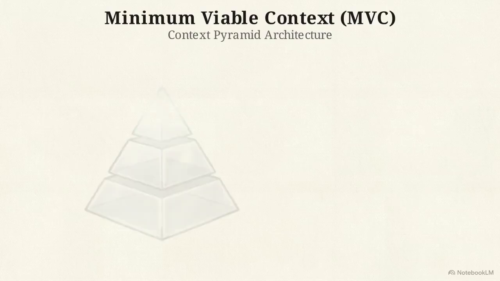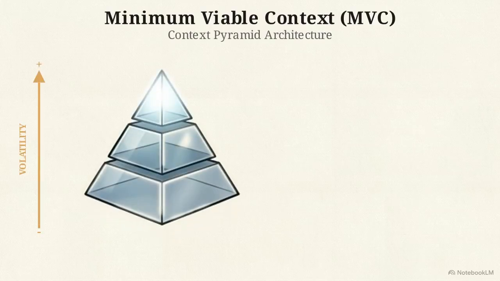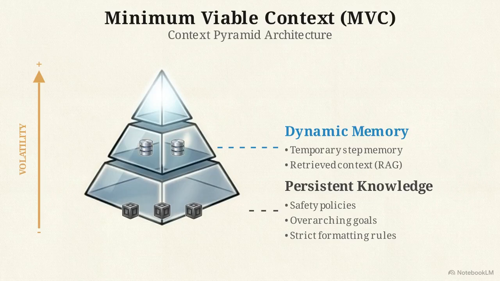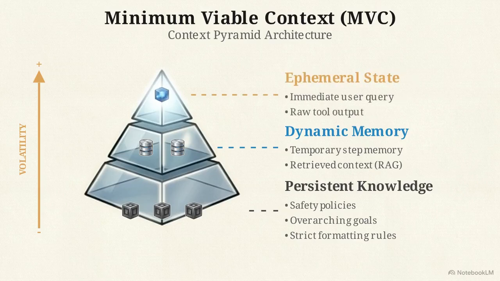To execute MVC in production, engineers organize data using a design pattern known as the context pyramid. The structure is divided by volatility. The base layer is packed with static, persistent knowledge, safety policies, overarching goals, and strict formatting rules. The dynamic middle layer houses temporary, retrieved memory for the current step, and the tiny peak is reserved exclusively for ephemeral state: the immediate user query, or a raw tool output.